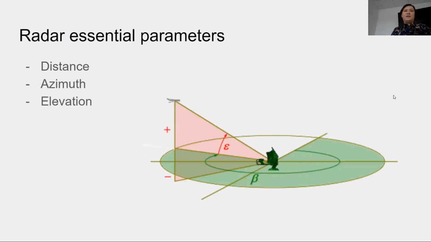Then we have another type of angle, the elevation. It is the angle between the horizontal plane and the line of sight measured in the vertical plane. The reference direction is a horizontal line in the direction to the horizon. If the object is above the horizontal plane, the value of elevation is positive, and if it is under the horizon, it's negative. And when we measure this angle, we can also calculate the height at which the object appears.